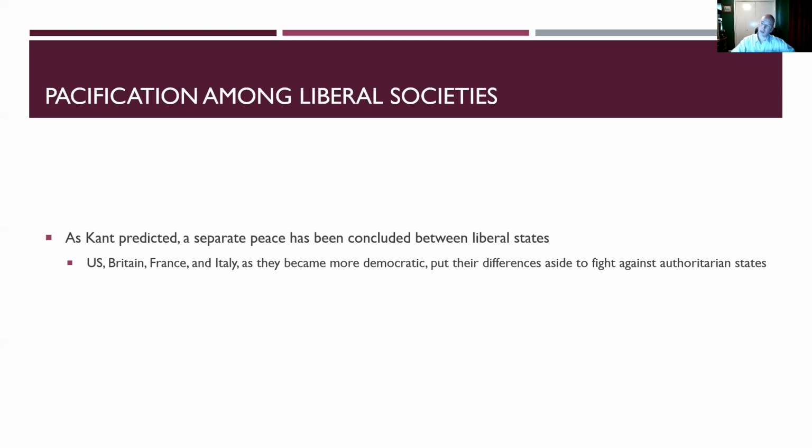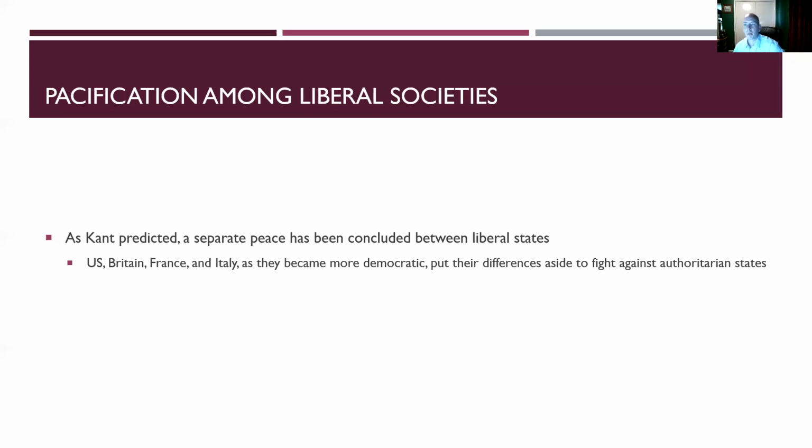And what he says is that those states that do become republican should form a confederation, and they won't fight each other. But they might fight against authoritarian states. And I think Doyle says this: look, the US, Britain, France, and Italy, as they became more democratic, put their differences aside to fight against authoritarian states.